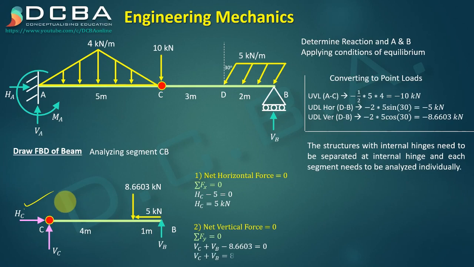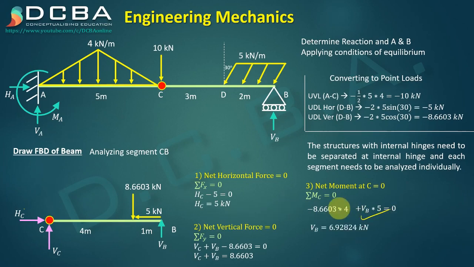So this is one equation that I'm getting. The second equation, summation M equals 0, so we'll take summation of M at C equals 0 such that Vc and Hc both will go, and even this 5 kilonewton won't have any effect. So 8.6603 into 4, which will be clockwise, plus Vb into 5 equals 0. So I'll get Vb from this, right? Vb is 6.92824 kilonewton. After I get Vb, I can find Vc. So Vc is 1.73206 kilonewtons.